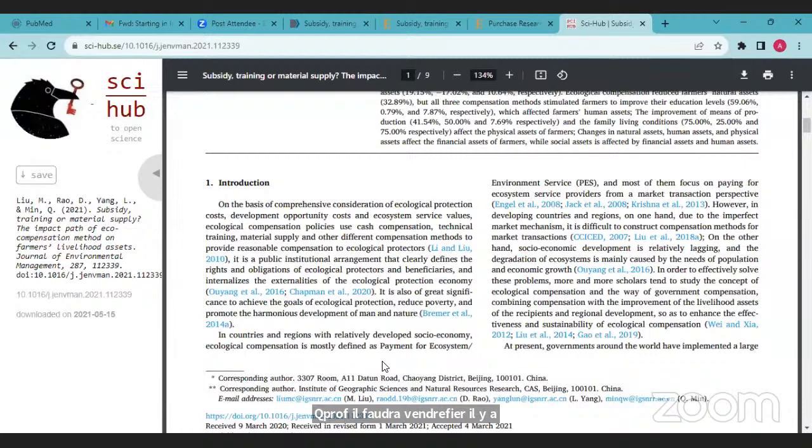How fast do you read these articles, and do you have a method of reading these articles very fast?